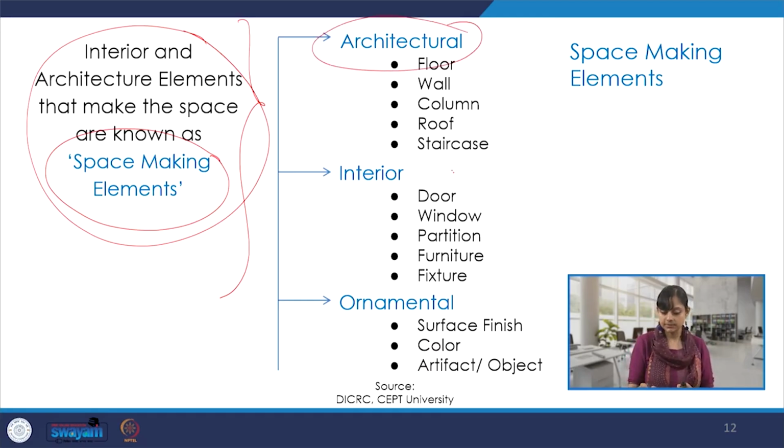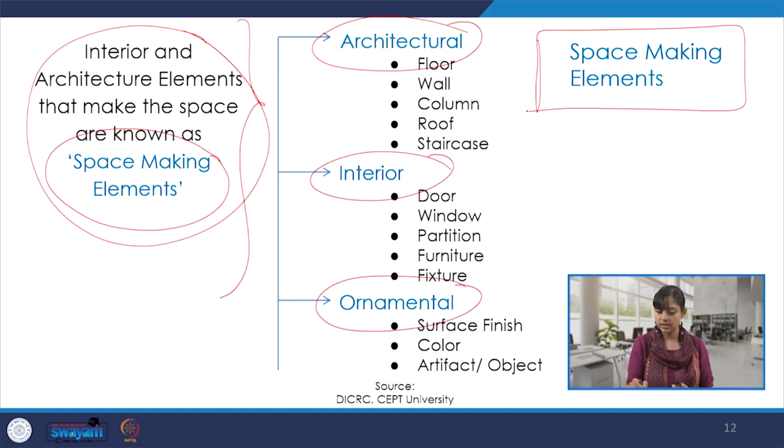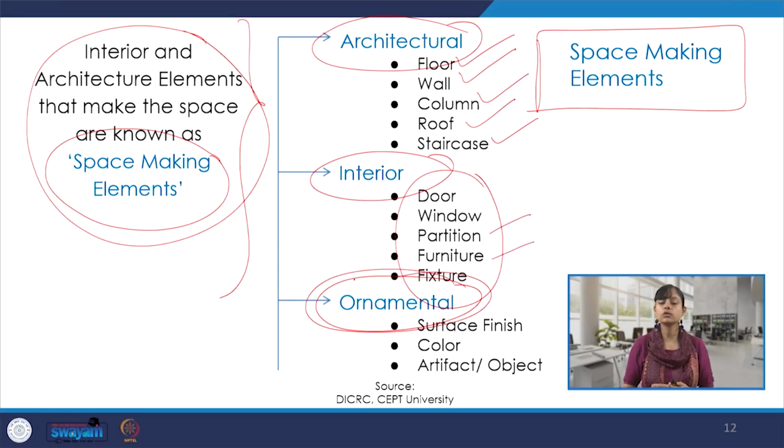And there is this classification that is done, broadly speaking, to understand space making elements, specifically in the context of interior architecture. So architecturally speaking, there are some very, very crucial building elements or space making elements for interiors, of course, doors, windows, openings, partition, etc. And then there is a classification which is called ornamental, and it could have surface finish, color, artifacts, objects that could be decorative or utilitarian.